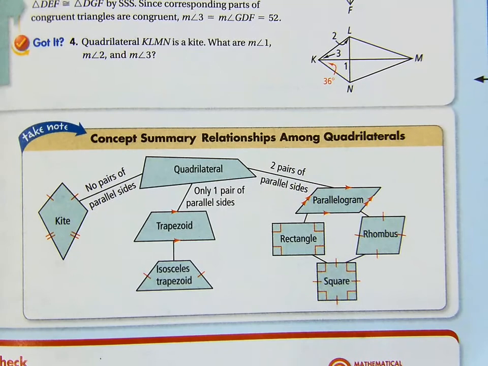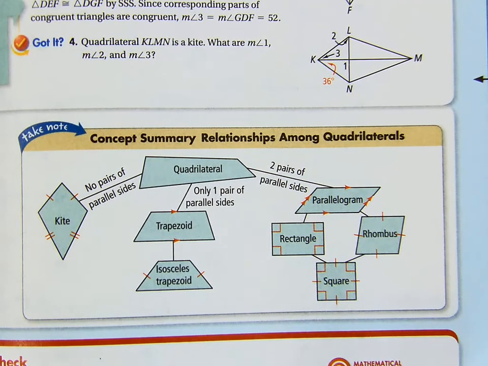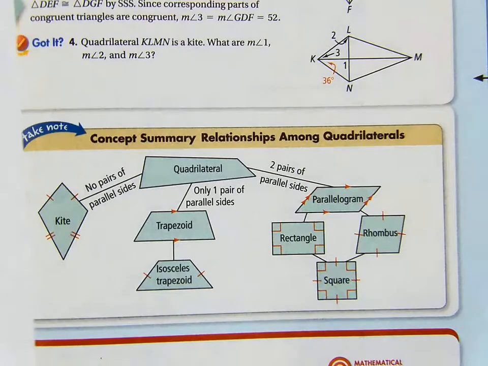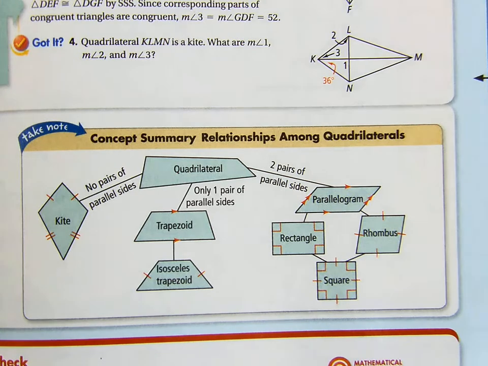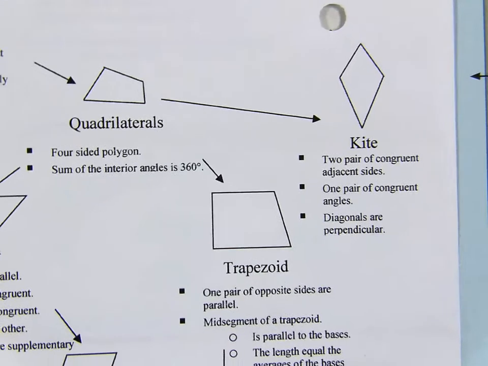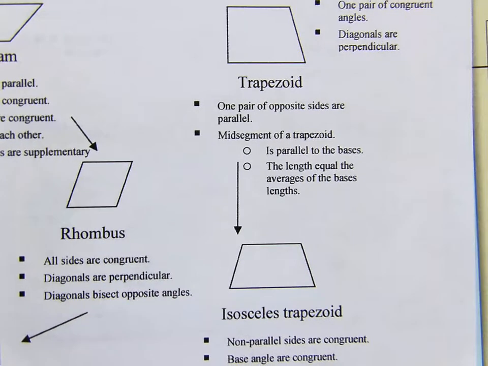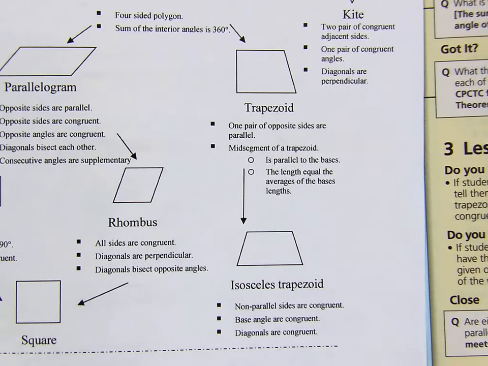And then here's kind of a partial picture, like my picture that I gave you, the polygon family tree. It's similar to it because they're taking the quadrilaterals and they're breaking them down into pieces like that. If you look at that sheet that I gave you, of course, we have the kite and the trapezoid, and here are the properties of the trapezoid that we just discussed, and it's on that Papa Polygons family tree.